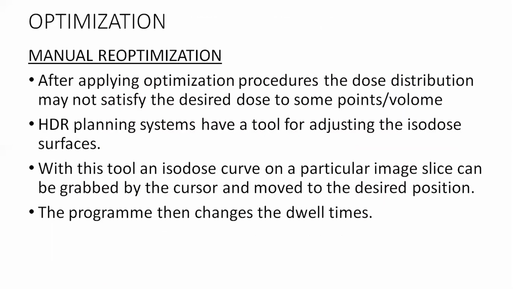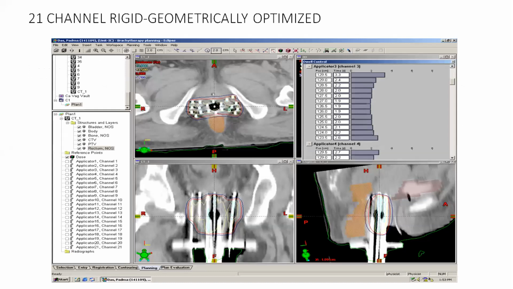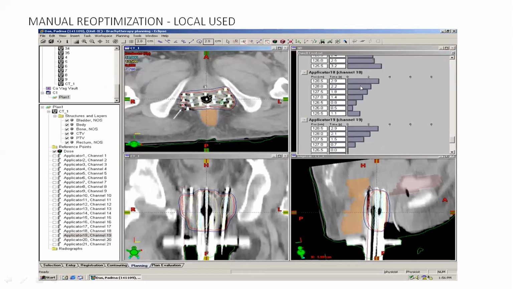So manually you can drag and draw these different dwell positions to do it, but mind it, when you drag all these dwell times, you have to check all the slices, because if you just check one slice, you may be landing up with a very high dose in a different slice. So slice by slice, you have to optimize all the slices until you have a proper optimized plan, so that you don't have a very high dose to your organ at risks. So this is a properly optimized plan that has been done.